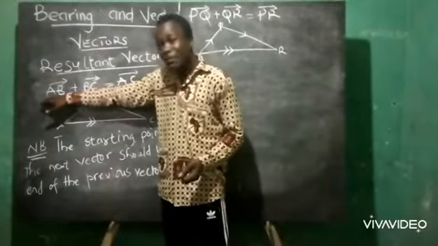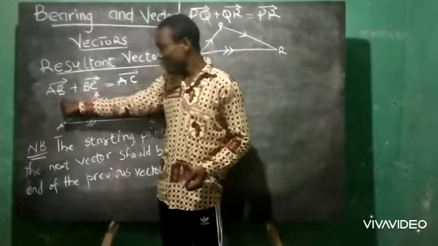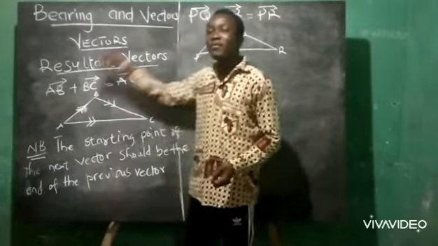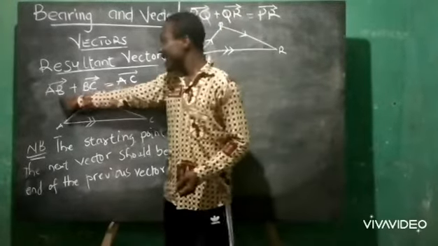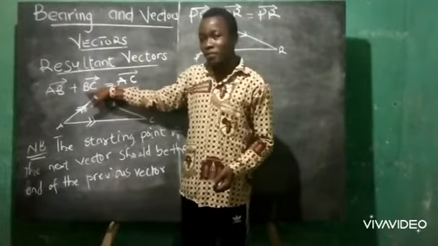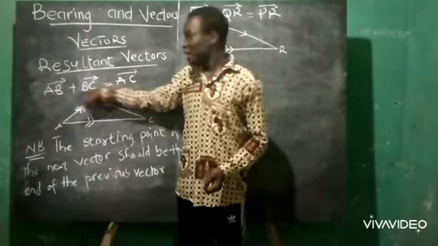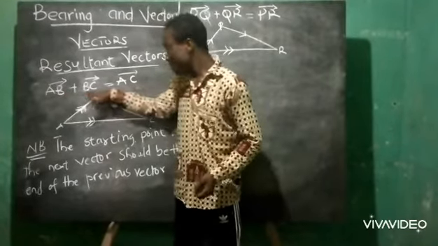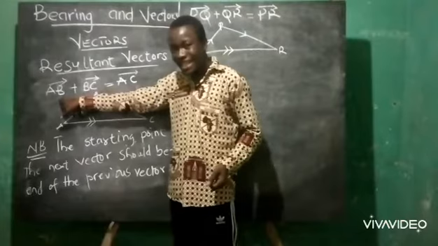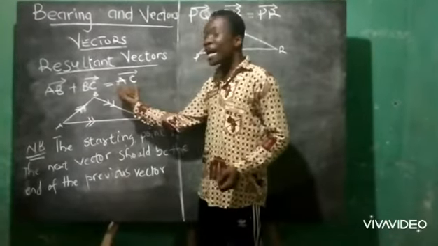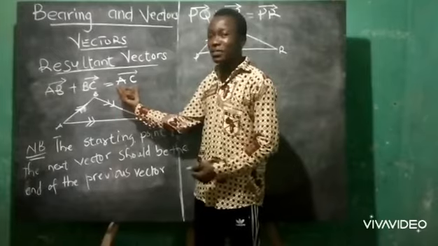Now, what this note means is that for you to have a resultant vector, the first vector is AB, you see we have from A to B. So if you move from A to B and you want to start the next vector that will give you a resultant vector, the end of the first vector, which is B, should be the beginning of the second vector. So if it is AB, it shouldn't be CD. If it is AB, it should be BC. So if B is ending this one, then B should begin the next one. Then we can have an accurate resultant vector.